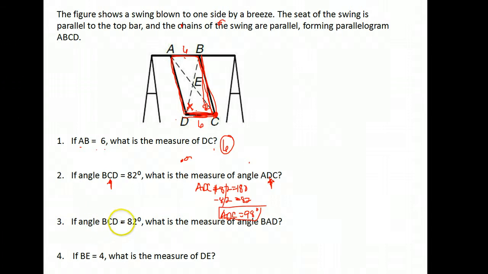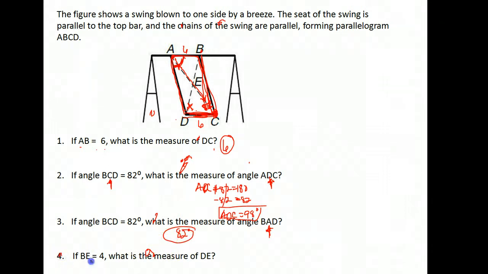Question 3, if angle BCD, the same angle we were looking at previously, if it's 82, like in our last question, what's the measure of BAD? So notice BAD, the middle letter is A, the angle located at A. Okay, so this angle right here, what's its measure? Well, notice it's opposite angle C, and opposite angles in a parallelogram are always congruent. So if angle C is 82, the angle at A is also 82.